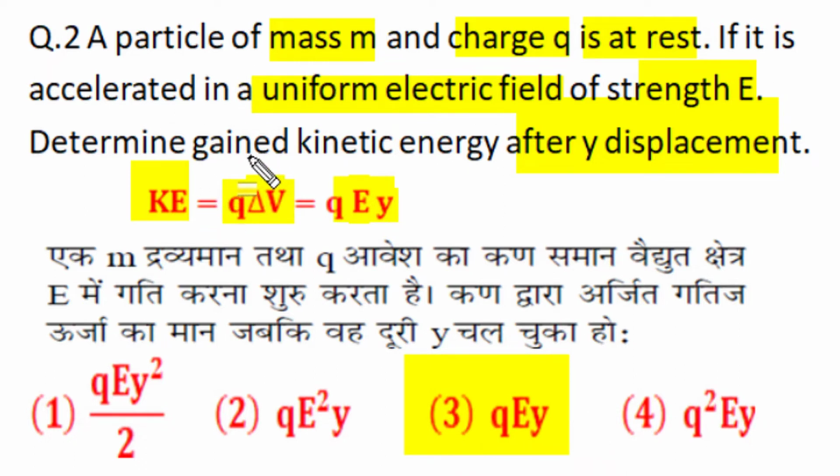We can also get the answer for gained kinetic energy by work done in the electric field. Charge q in a uniform electric field of strength E has a force qE, and with this force, if it makes y displacement along the direction of force, then the amount of work done would be qEy, and this work done becomes the gain in kinetic energy. Again option 3 can be explained.